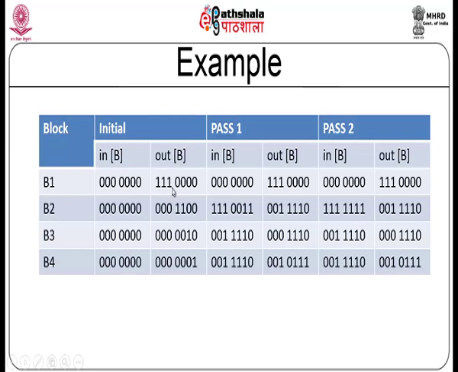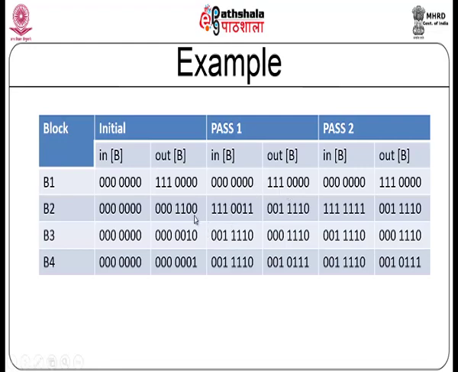Therefore, this is D1, D2, D3, this is D4, D5, this is D6 and this is D7. So, that is out of B. In pass 1, in of B1 is null only, there is no change. Out of B1 is also the same thing, because there is no input to B1 from a predecessor other than the plain input. So, whatever is gen of B1 will be out of B1 also.